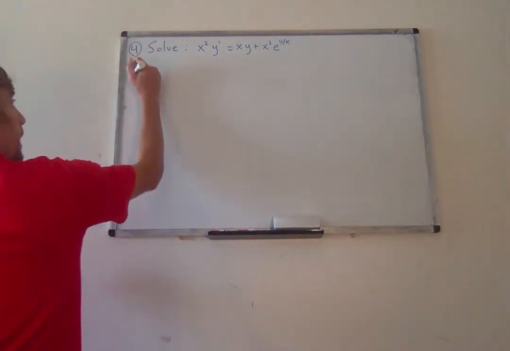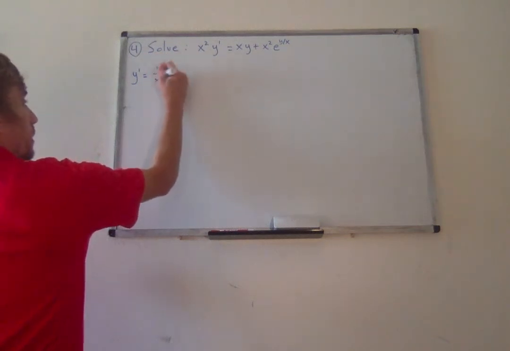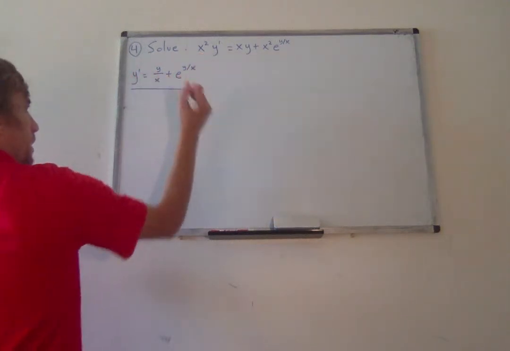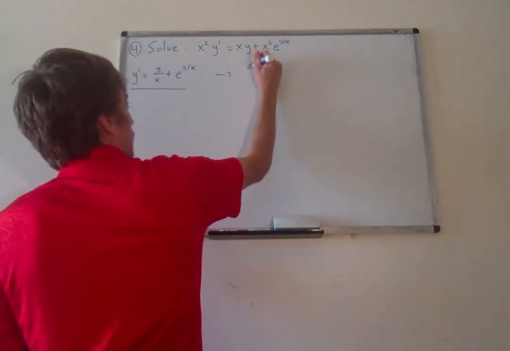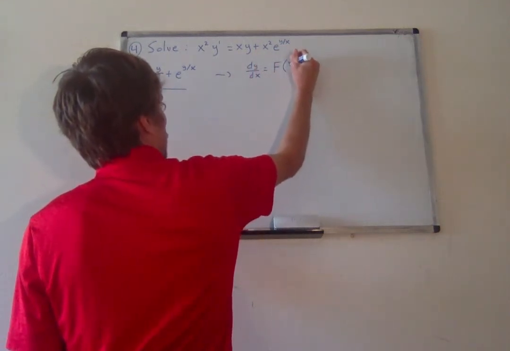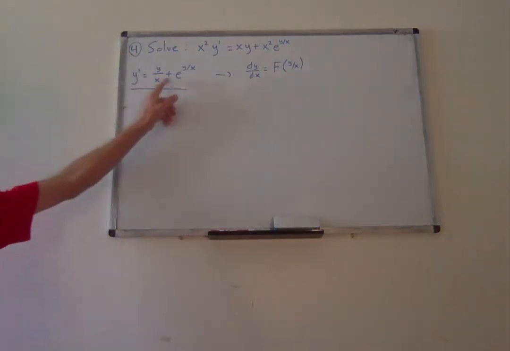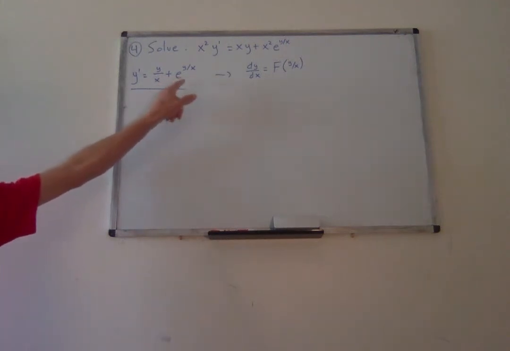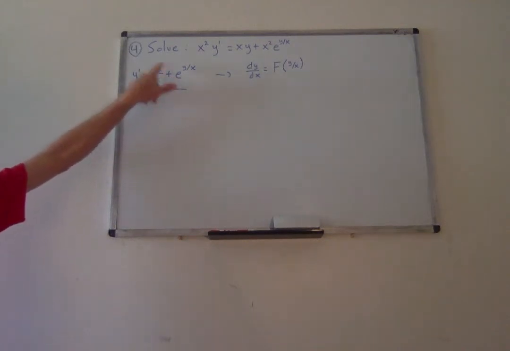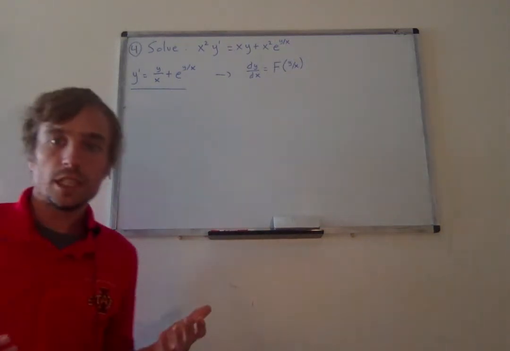So here, if we divide by x squared on both sides, we would get y prime is equal to y over x plus e to the y over x. And so now this is in the following general form, where dy dx is equal to some function f of y divided by x. Notice we can think of it as a function of y divided by x because every term containing variables here, y and x, appears in this fraction. So this is a homogeneous equation.